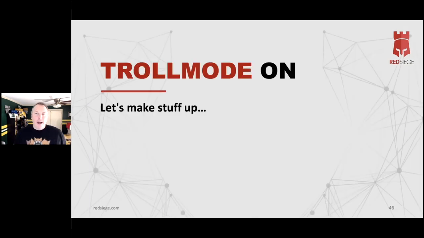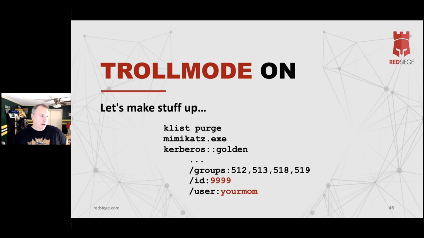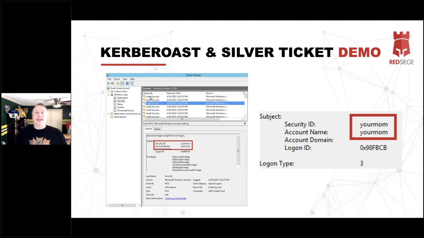Let's turn some troll mode on here. What happens now if we change this just a little bit and we say, you know what, let's change our ID to something else and let's make the user your mom. So now I've got 9999 as my RID and the user is your mom. We'll still get access to the database because of those group memberships. But now my ID and user are different. And we can actually see this here.